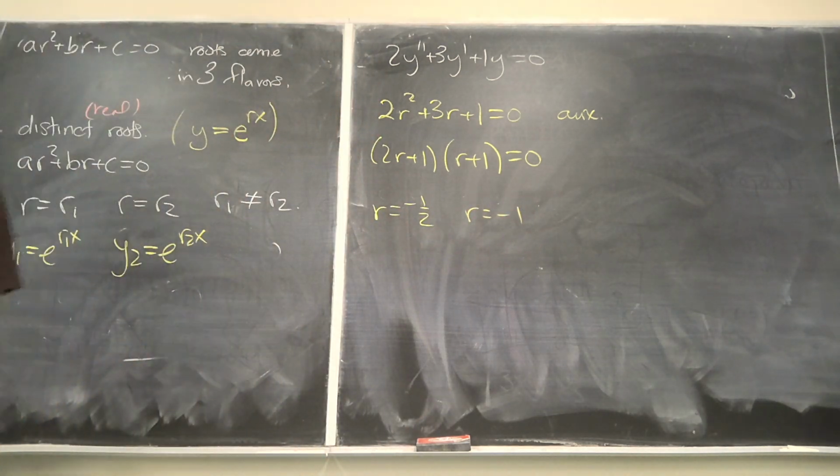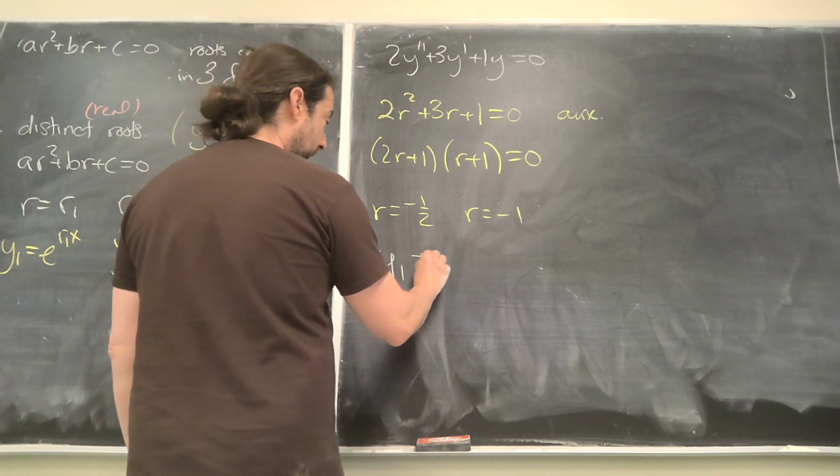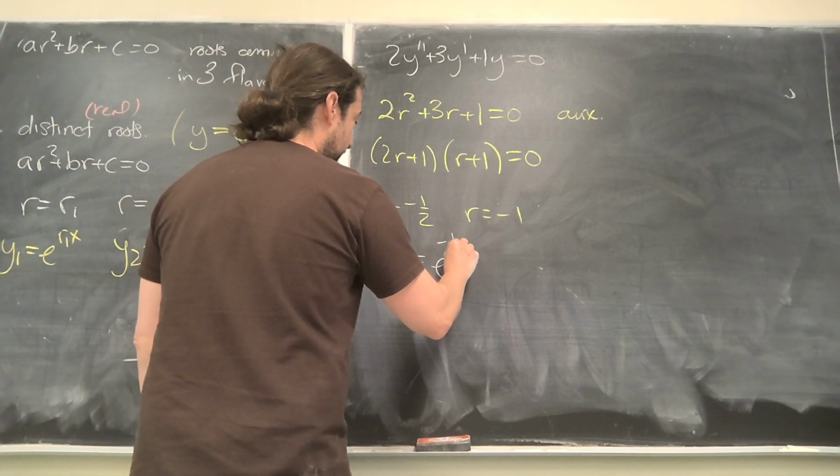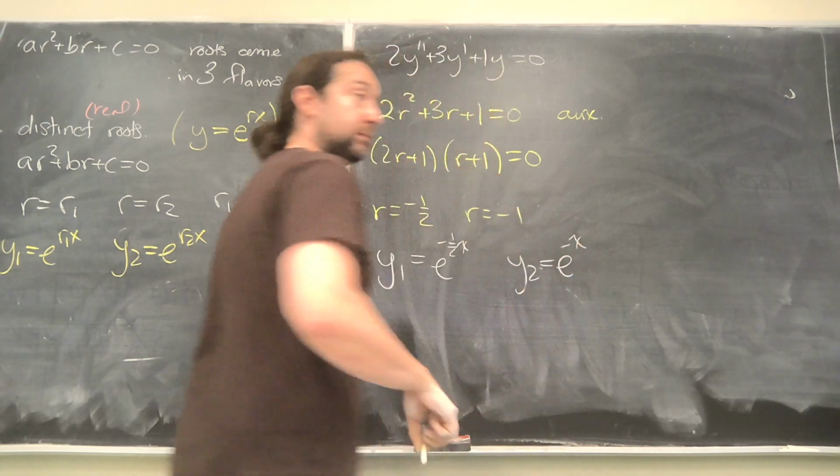These are distinct roots. They're distinct real roots. And so from here, we could just immediately leap to the idea this has two solutions. y1 is equal to e to the minus 1 half x, and y2 is equal to e to the minus x.